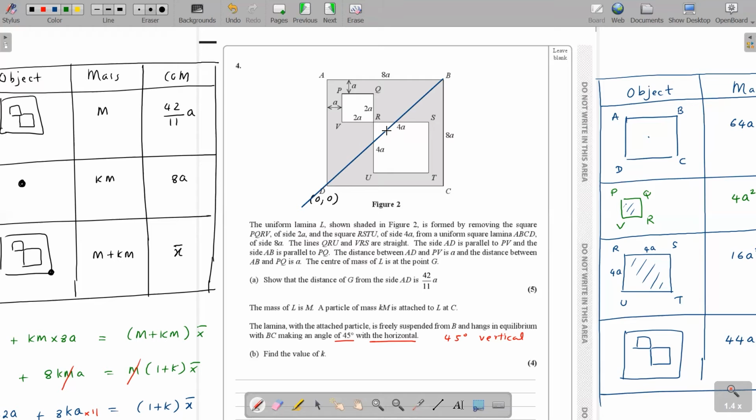Are you with me? Then the new center of mass has to lie on this particular line, because they say that it makes an angle of 45 degrees with the vertical. With the horizontal means 45 with vertical. So 45 with the vertical means this BC makes an angle of 45 with the downward vertical. This is already a square, and at each angle we have 90 degrees, so the 45 degrees should go through like this. Do you agree with me?